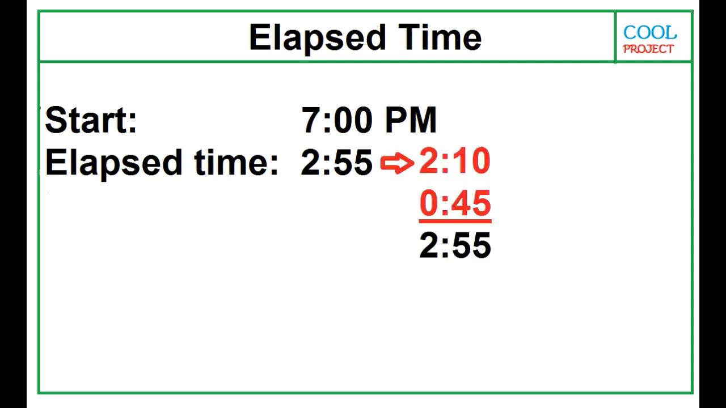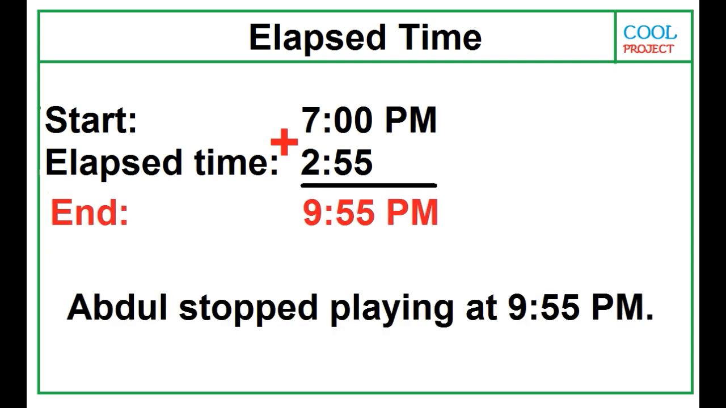Abdul started playing at 7 p.m. The elapsed time is 2 hours and 55 minutes, from the sum of 45 minutes and 2 hours and 10 minutes. Add 2 hours and 55 minutes to 7 p.m. The result is 9:55 p.m. Meaning Abdul stopped playing at 9:55 p.m.